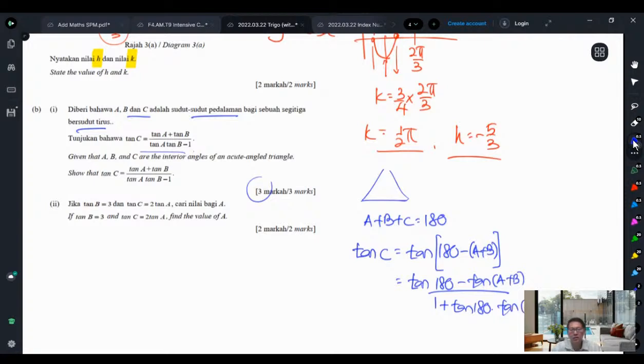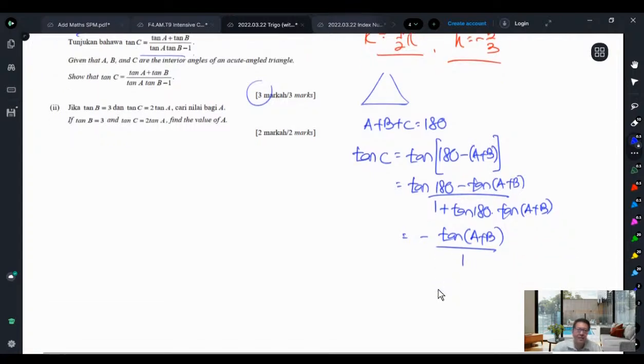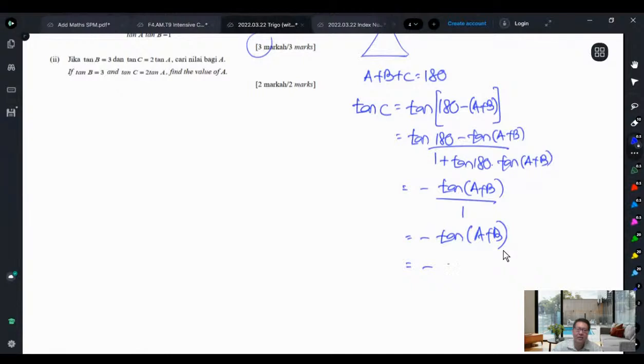Tangent 180, can you press calculator? Yes, it will be 0 over 1, because this one is 0. It's negative tangent of A plus B. Don't worry, it's 9 steps, okay? We are able to finish it. Tangent A plus tangent B over 1 minus tangent A tangent B.